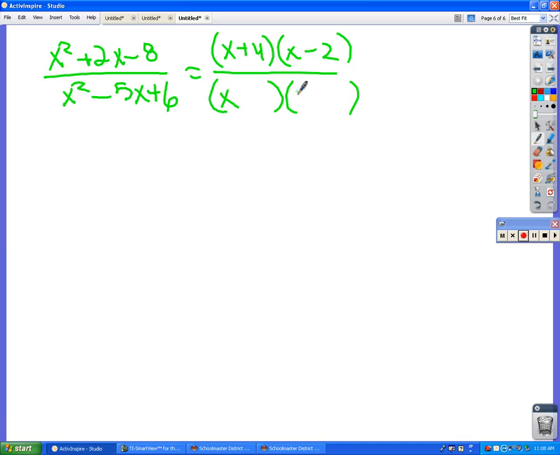And then the bottom is x minus 3 and x minus 2, because multiplied they get positive 6. Okay, good. So the bottom factor is x minus 3 times x minus 2, because a negative times a negative is a positive, but a negative plus a negative is a negative. So those two things cancel, and you get x plus 4 over x minus 3.